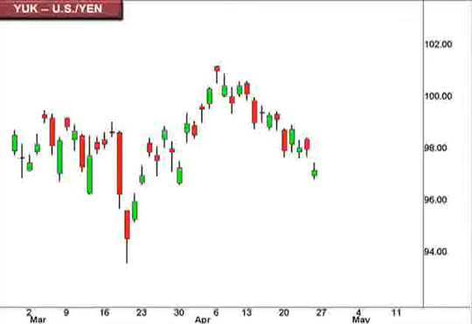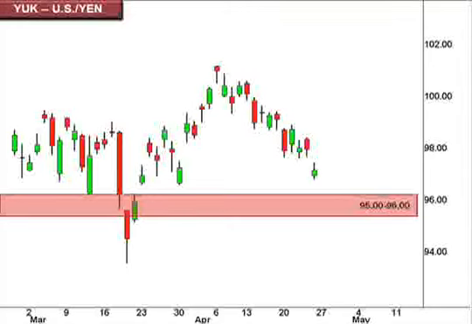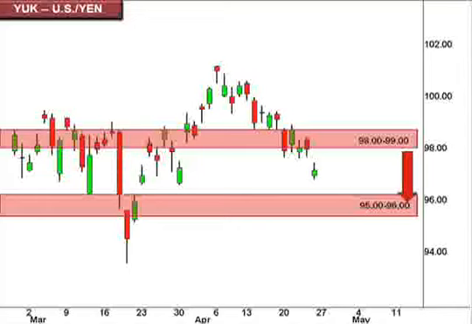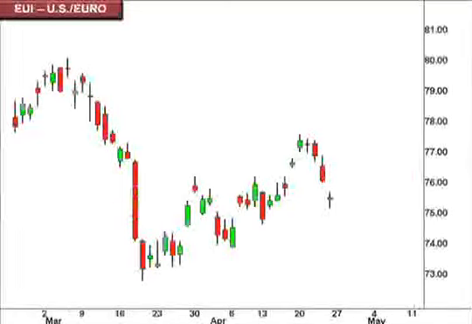Next up, the YUK, the US versus the Japanese yen. At this stage, a test of our 95-96 focal zone seems probable. However, we are likely to see a little snap back into that 98-99 range to test resistance. A rejection here is likely to confirm the probability of another leg down into that support level.